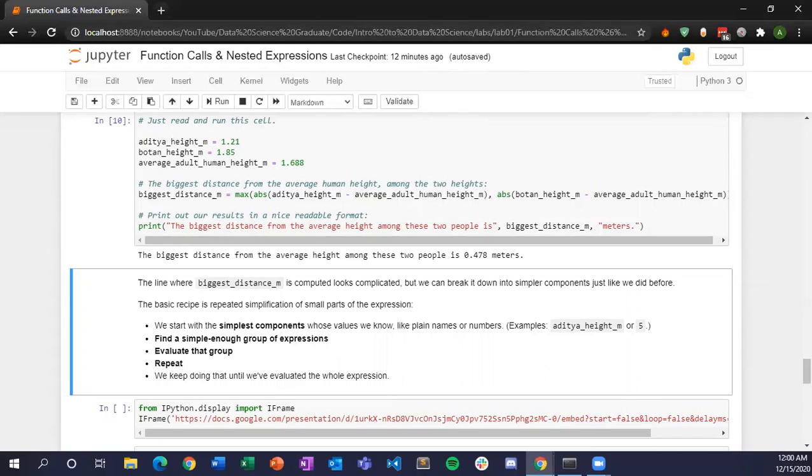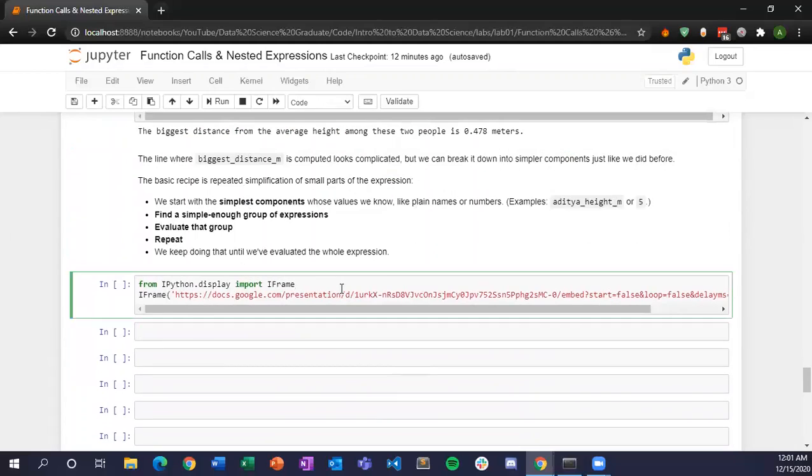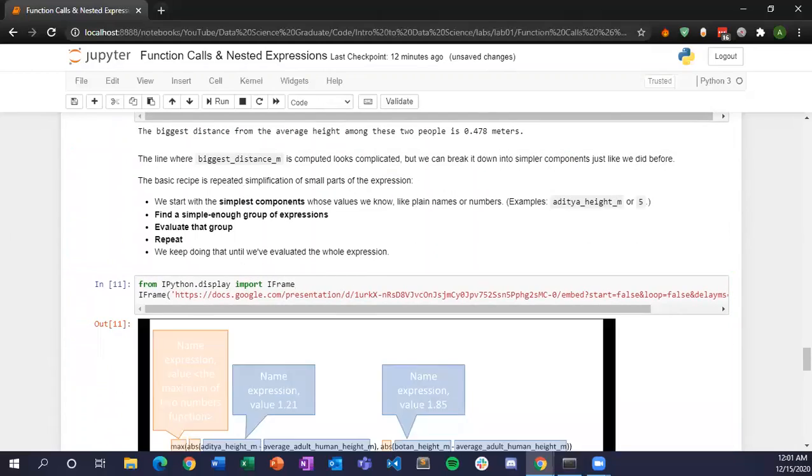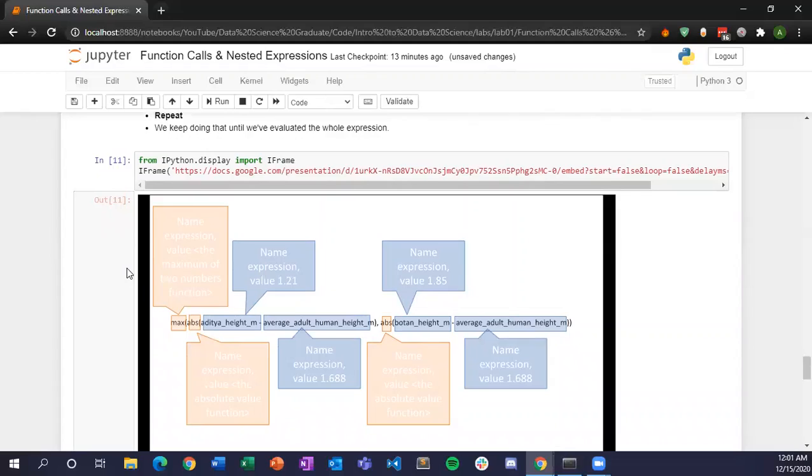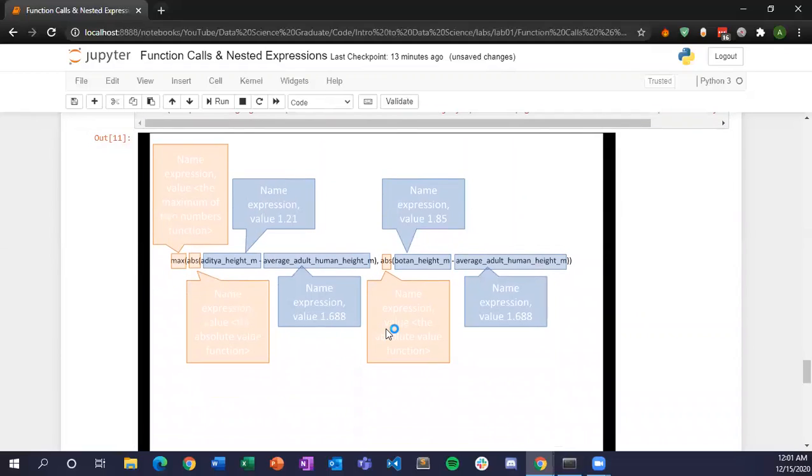After that, we continued this process using the values of the combined expression as our new basic components. So for example, the absolute value of negative 0.478 becomes 0.478, and so on. We keep doing that until we've evaluated the whole expression. So we can see a diagram of that process here. In this diagram, the orange boxes highlight the max and absolute functions, and the blue boxes highlight the individual values.